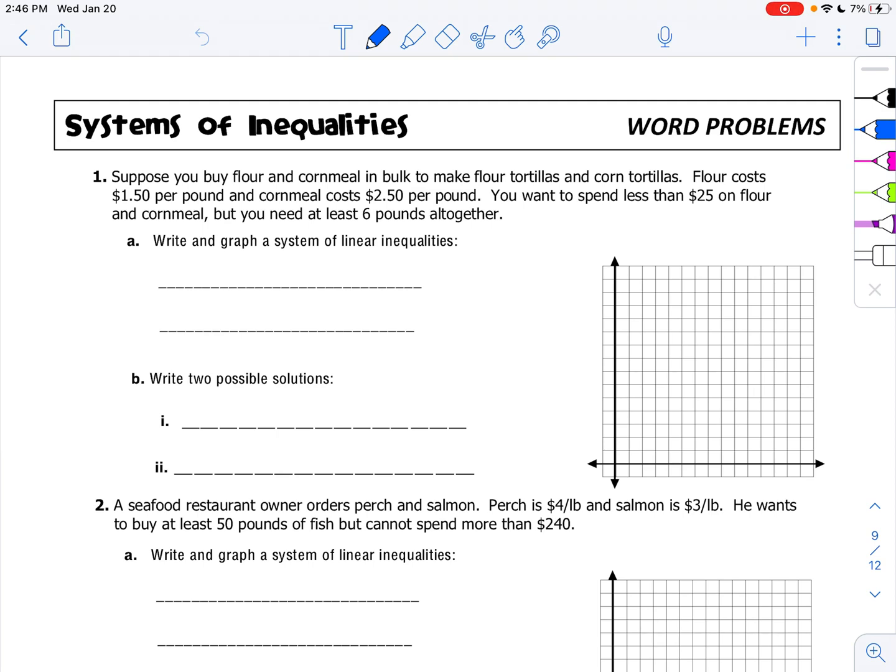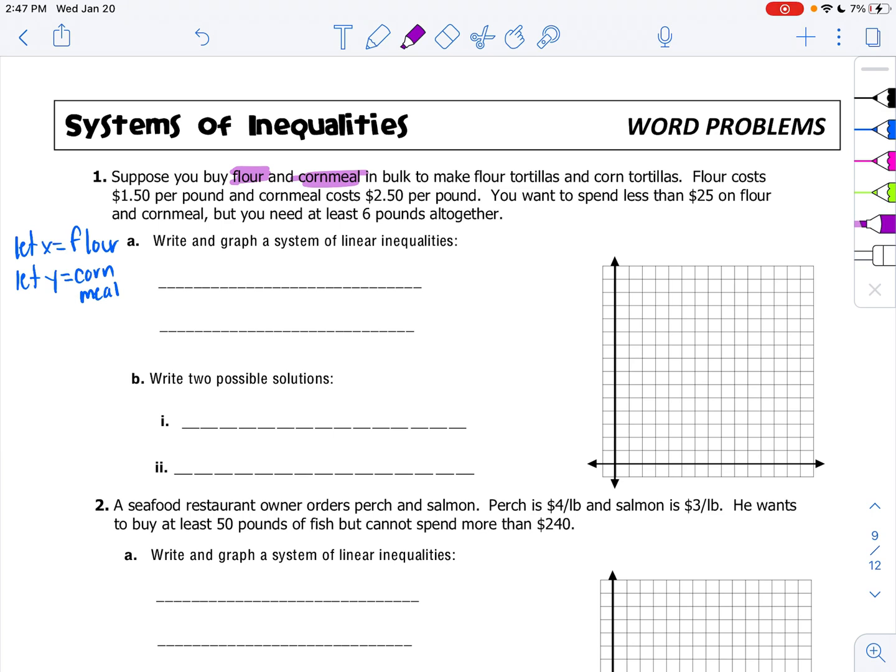So when we interpret this problem, we can see that our two topics are flour and cornmeal. So we can write two let statements. Let x equal flour and let y equal cornmeal. Then we can use the rest of the problem to write our two inequalities.